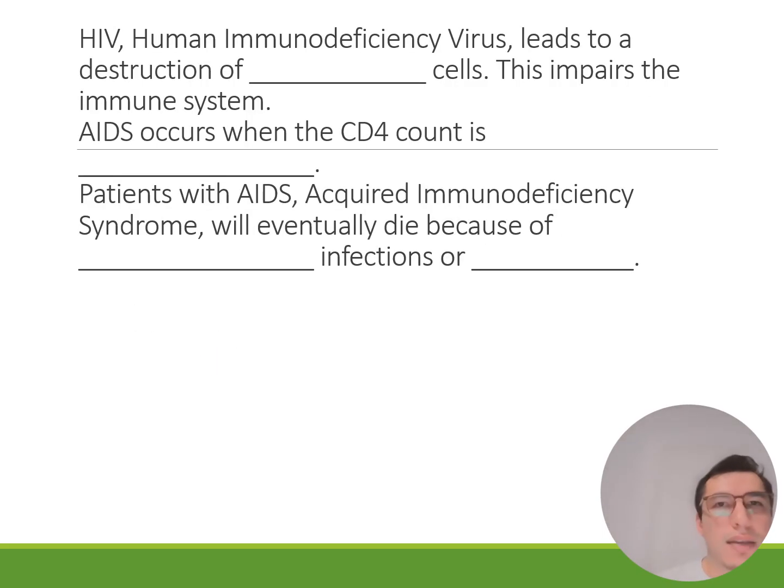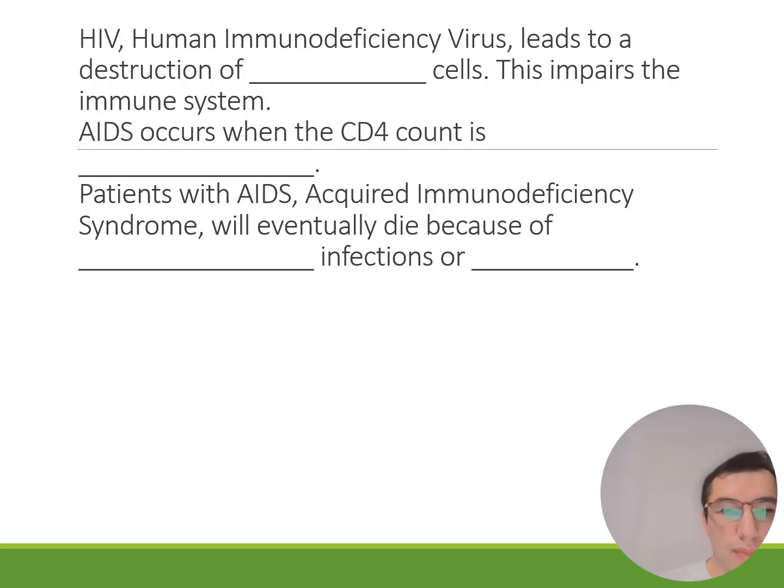Next, HIV leads to a destruction of blank cells. This impairs the immune system. AIDS occurs when the CD4 count is blank. And next, patients with AIDS will eventually die because of blank infections or blank.